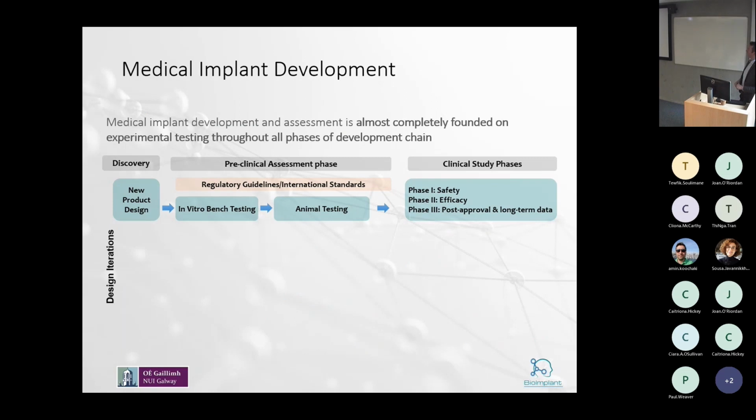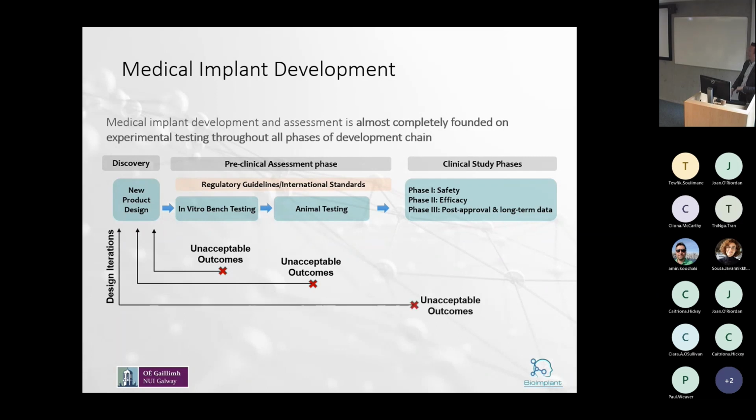So in terms of medical implant development, the development of medical implants currently is almost completely founded on experimental testing. So this is a typical workflow where you have a new product design, it goes through a wide range of in vitro bench testing, then it will move on to preclinical animal testing and eventually moves on to clinical trials and human studies. And a real problem with this type of approach is that if you have an unacceptable outcome at any of these stages, you move right back to the start. What you don't want is to fail out here when a device is implanted in a human or is in the post-market phase.